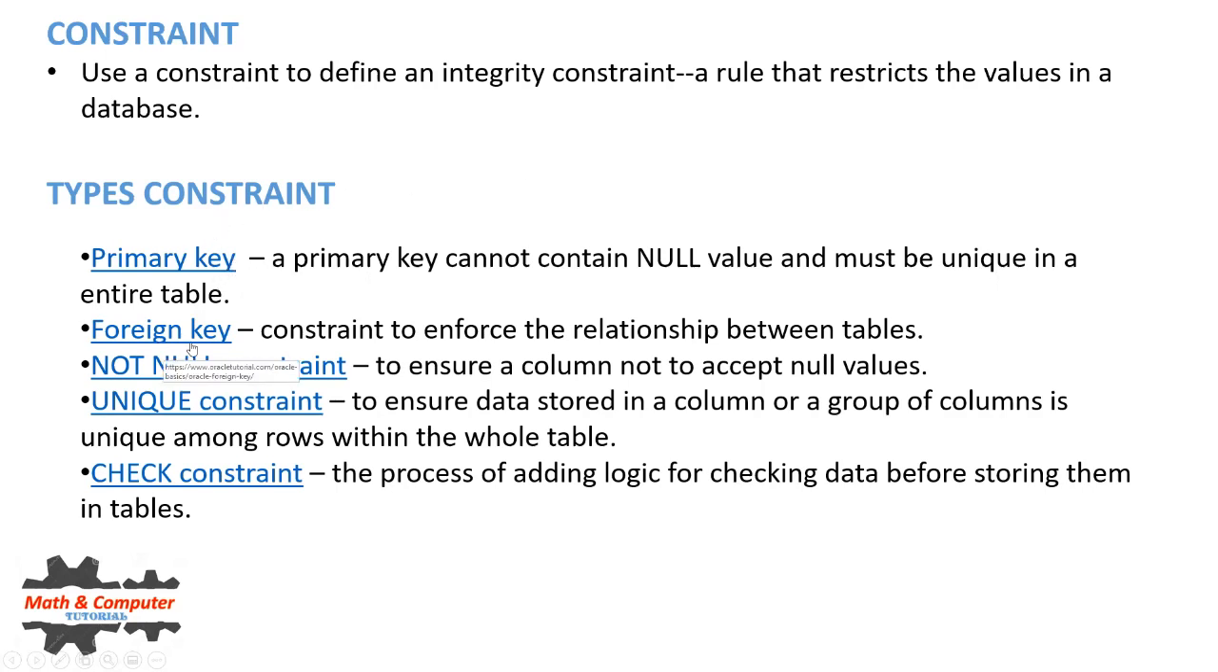For foreign key, these constraints enforce the relationship between tables. So if you want to relate two tables, then a foreign key constraint will be used. For not null constraint, to ensure a column does not accept null values, for all the data that are required to input, a not null constraint will be used. For unique constraint, it ensures data is unique in a column or a group of columns among rows within the whole table. So unique means data redundancy is not allowed.